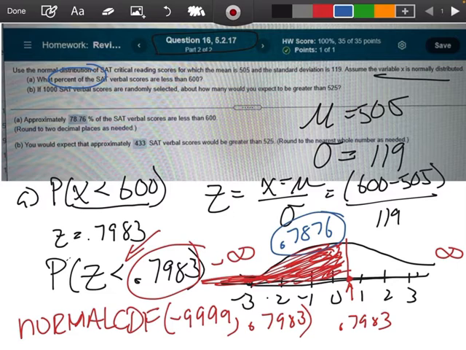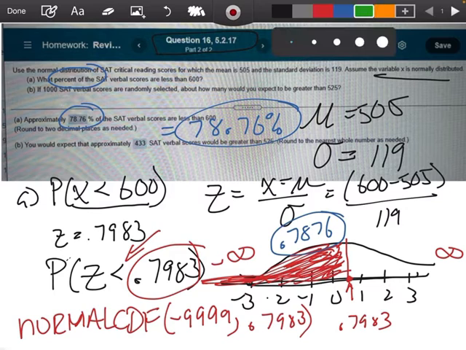Now, the question is asking us what percent. So this is the value as a decimal. As a percent, y'all, it would be, move my decimal 2 spaces over, 78.76%. And if you notice, that's the same answer that the student got for part A. Okay, now let's do part B.